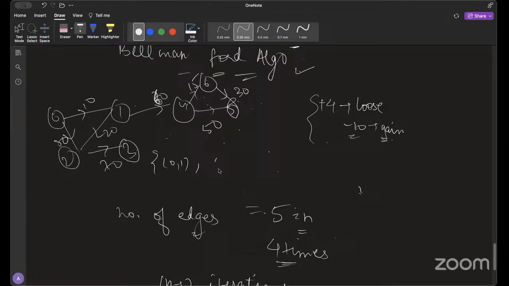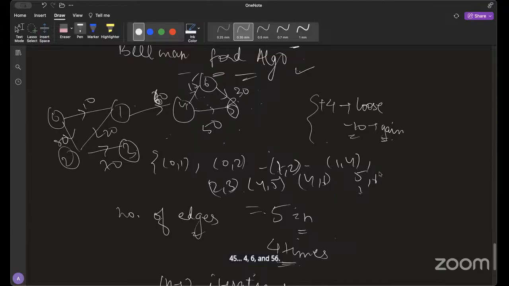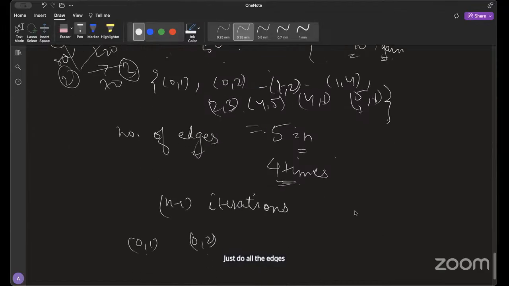Edges are 0, 1, 0, 2. Just take the list of the edges here. That's all you have to do. 1, 2, then 1, 4, 2, 3, 4, 5, 4, 6, and 5, 6. Just do all the edges here.